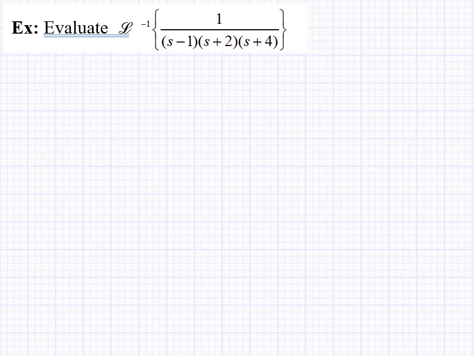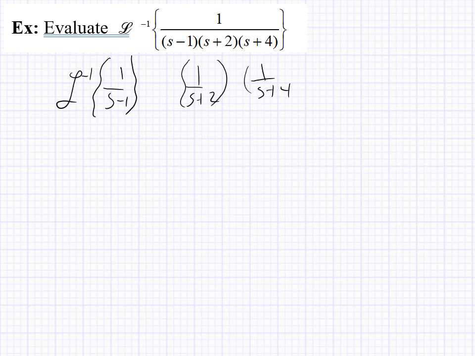So listen, if this thing was, say, 1 over s minus 1, or 1 over s plus 2, or 1 over s plus 4, and we had to do the inverse Laplace transform of one of these, that shouldn't be a big deal, because this would be an exponential, or an exponential, or an exponential. So if we're going to try and split this denominator apart here, again, partial fraction decomposition is what's going to be needed.